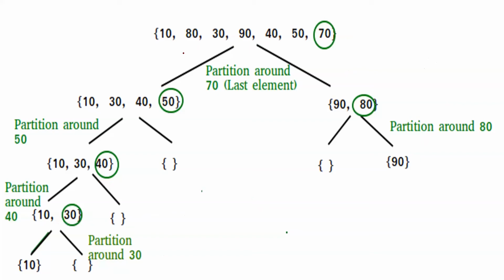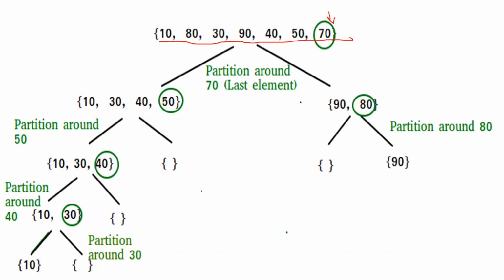Okay, so this is the given array: 10, 80, 30, 90, 40, 50 and 70. What we'll do here, we'll see the pivot element is 70. That is the last element. We are taking it as the pivot element. Okay, so we'll be partitioning around 70.